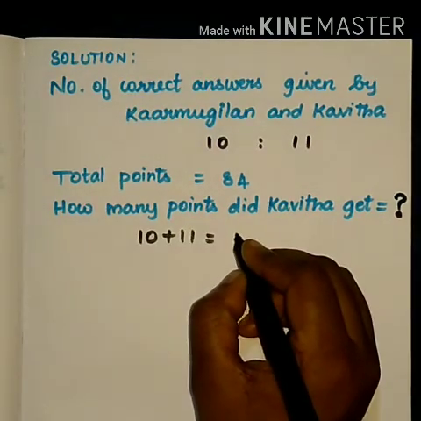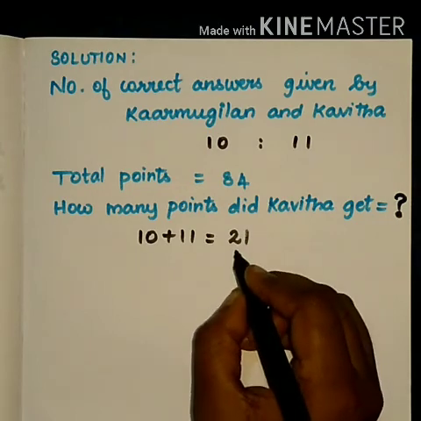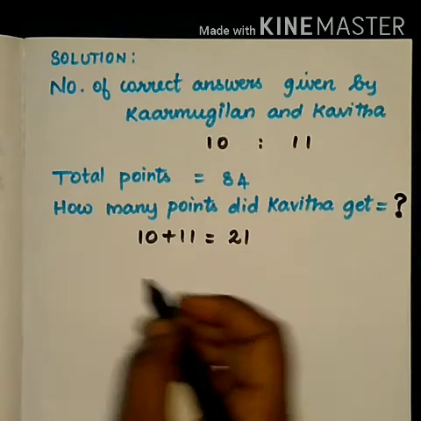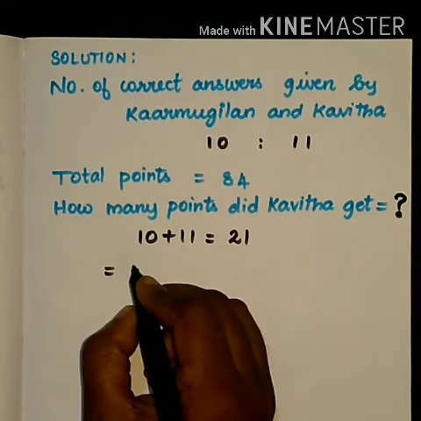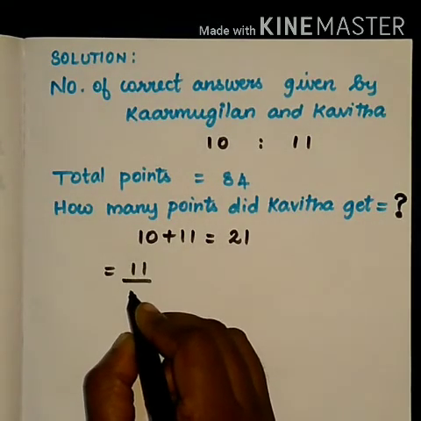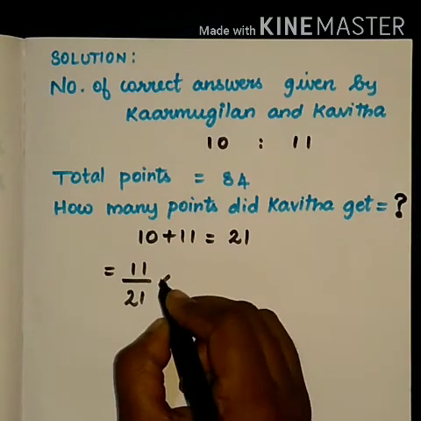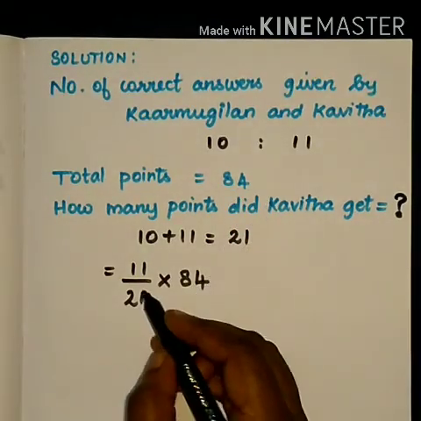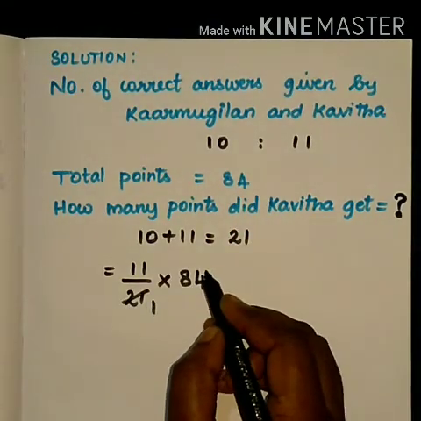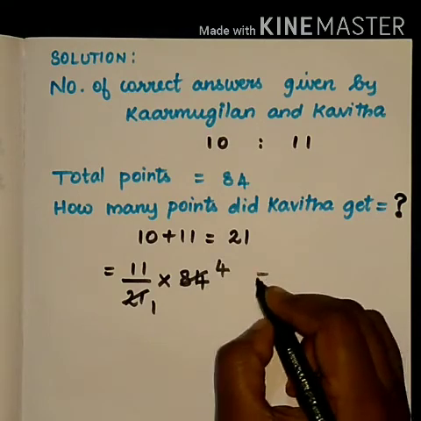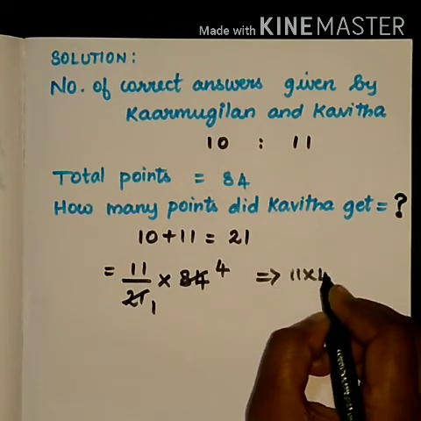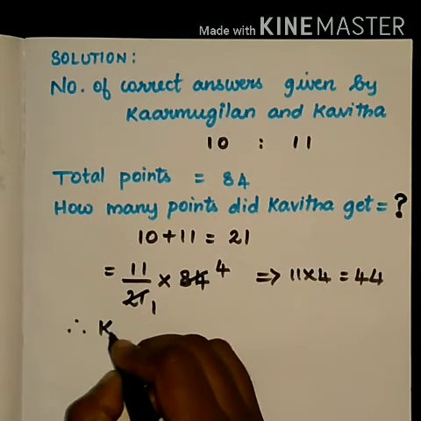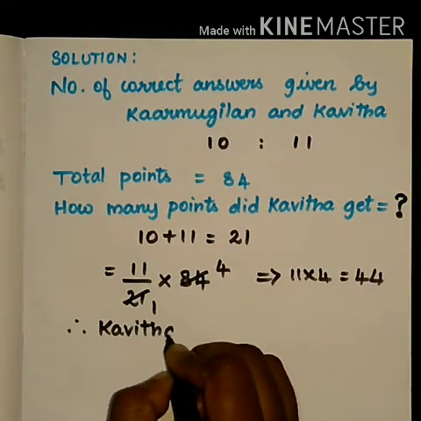So, first find the total parts. 10 plus 11 equals 21. Here Kavita's part is 11. So, put 11 in the numerator and the total parts in the denominator. Then multiply by the total points, that is 84. 21 ones are 21, 21 fours are 84. 11 into 4 is 44. Therefore, Kavita got 44 points.